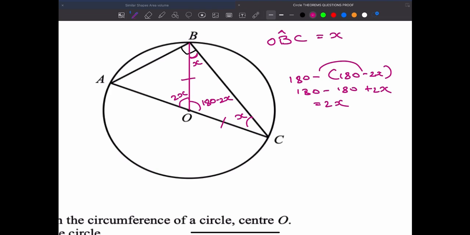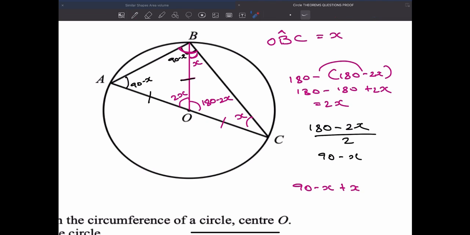You know that this is your radius, and that one is an isosceles triangle. If that's 2x, what about these ones? Those are 180 minus 2x divided by 2, because base angles are the same, which is 90 minus x. That's a 90 minus x, that's a 90 minus x. You want to show this angle is 90 degrees. So add it up: 90 minus x plus x, because I'm just adding these two angles up to make this, which cancels and is equal to 90 degrees. So angle ABC is 90 degrees.